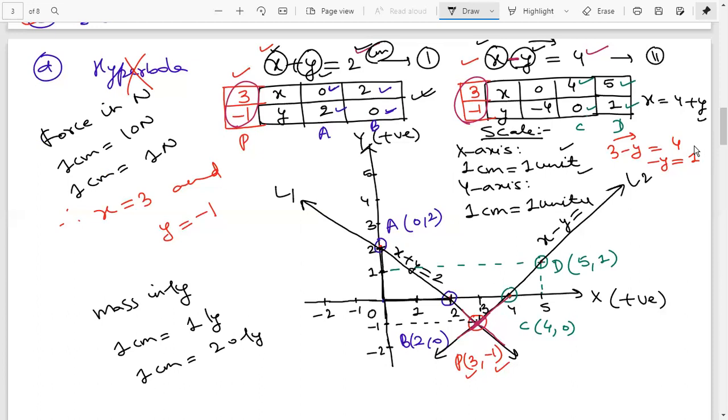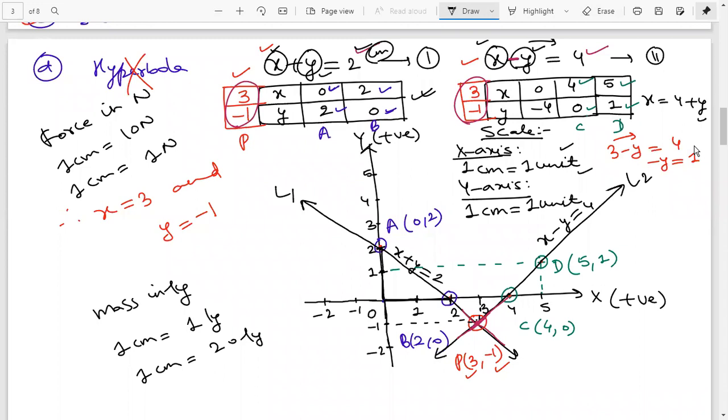But simply, if you want to avoid confusion, or you are getting difficulty in writing the unit, in Newton or in kg, simply write 1 centimeter on x-axis is equal to 1 unit, and y-axis 1 centimeter is equal to 1 unit. That will be sufficient to give you full marks.